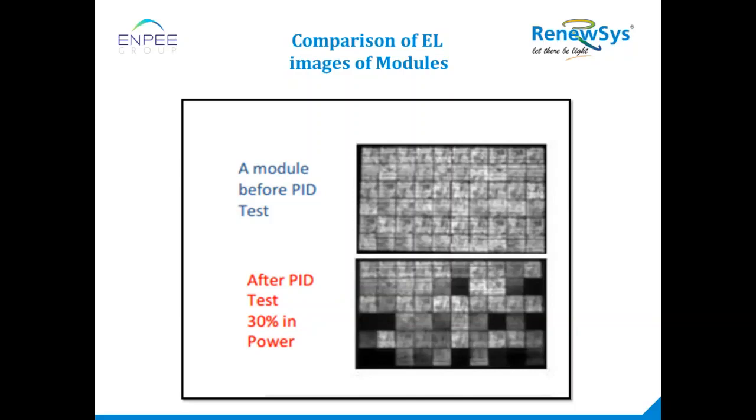Okay, so essentially if the modules are installed, there are cameras that will take images and can identify whether a module is suffering from PID or not. And the other way, before installation, is to send it to a testing lab, not for certification, just to test the module.